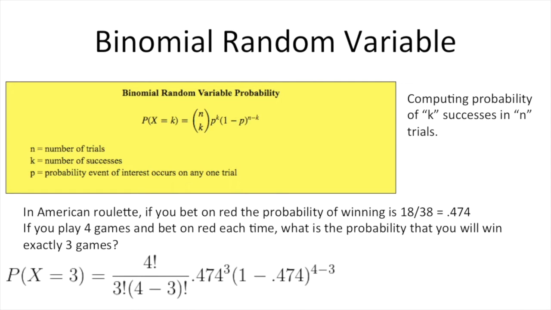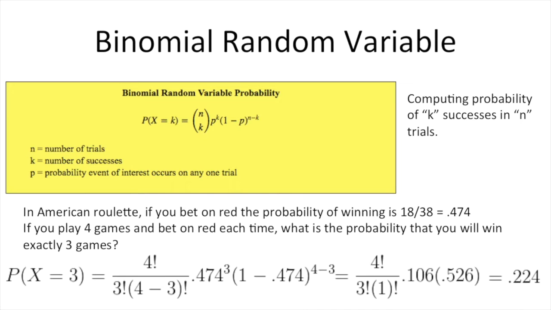If you need a review of combinations and factorials, in your online notes, you'll find a link back to Lesson 0. Working through this equation, we find that the probability that X equals 3, in this case, is 0.224. In other words, if you play 4 games of American roulette, betting on red each time, there's a 22.4% chance that you'll win exactly 3 games.